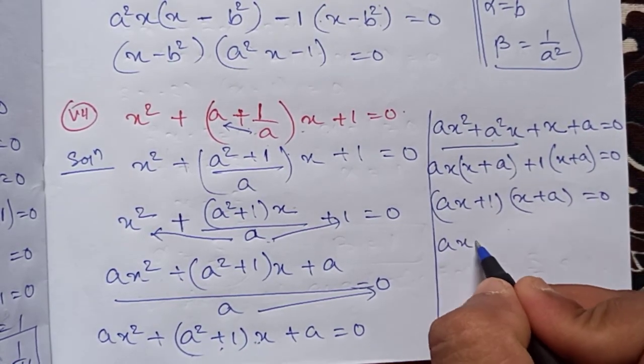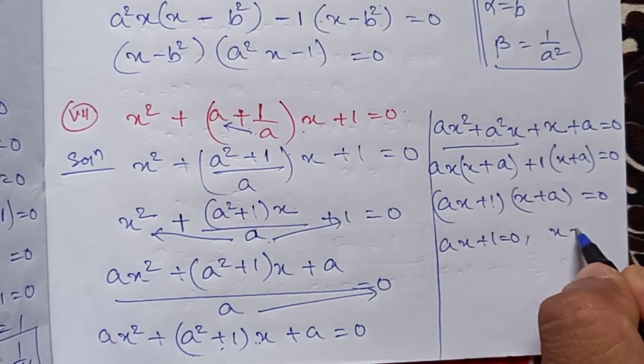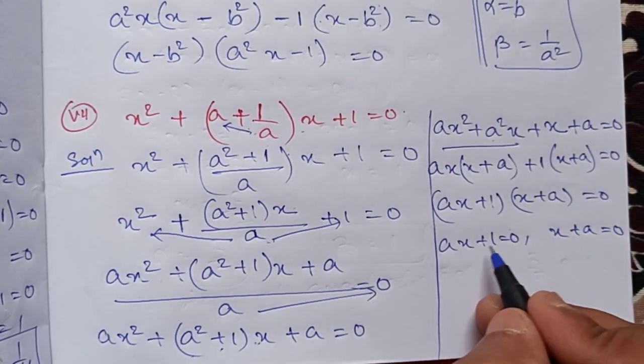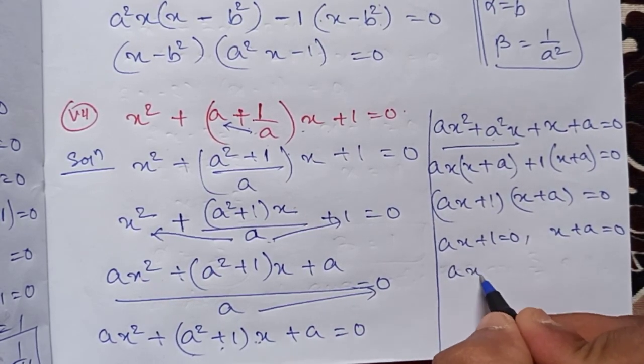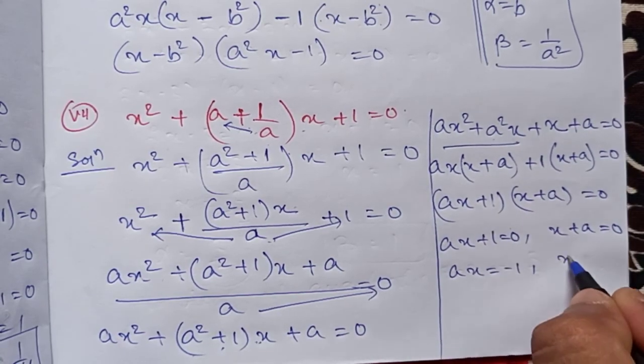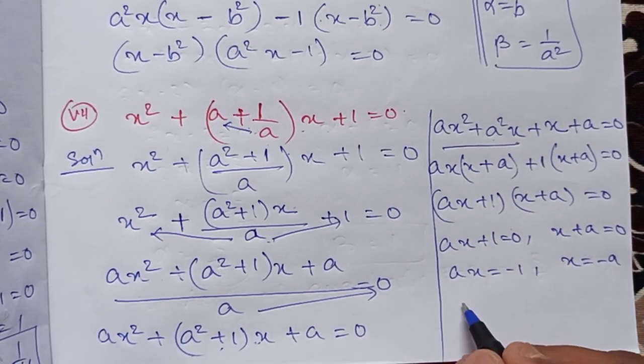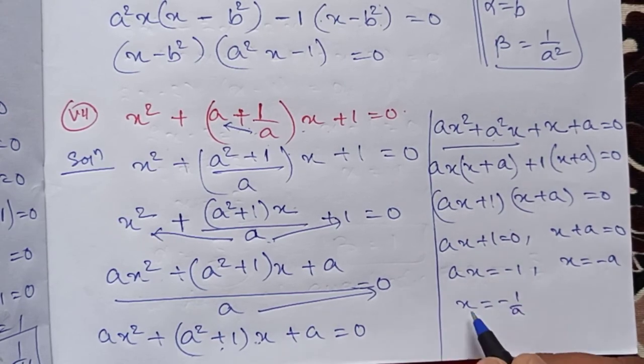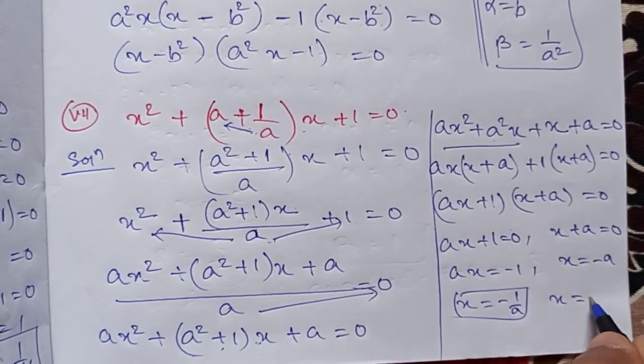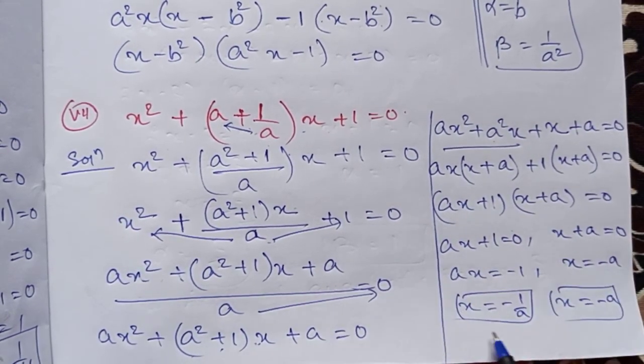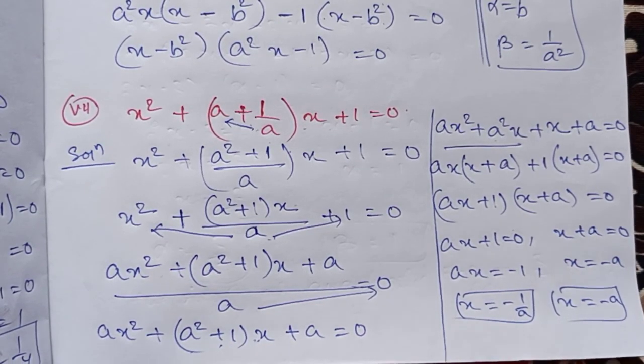a x plus 1 equals 0 and x plus a equals 0. Bring 1 this side, a x equals minus 1; bring a this side, x equals minus a. Divide by a here, so x equals minus 1 by a and x equals minus a. So the required zeros are minus 1 by a and minus a.